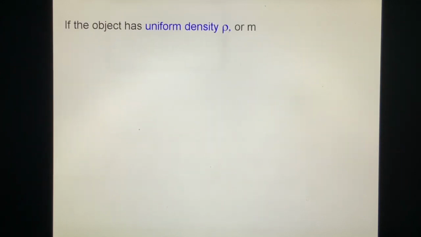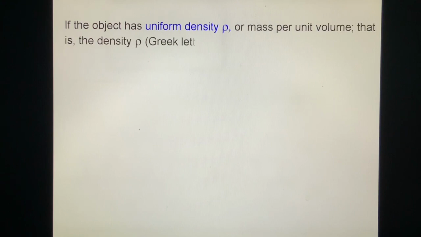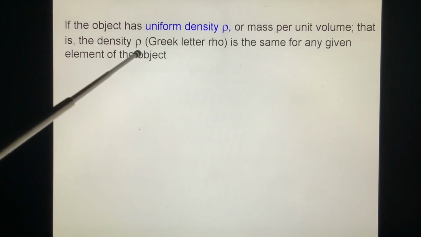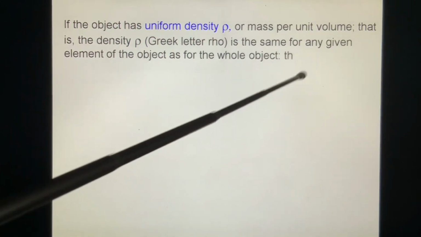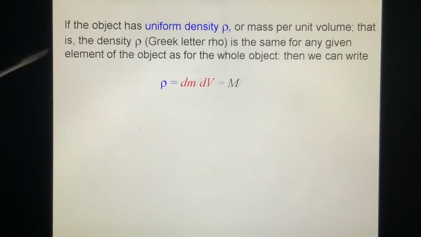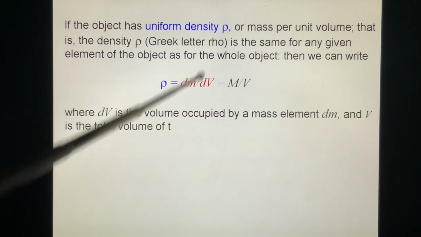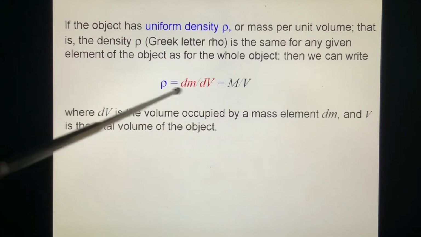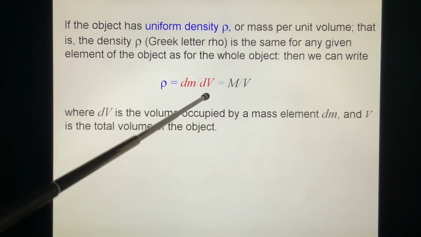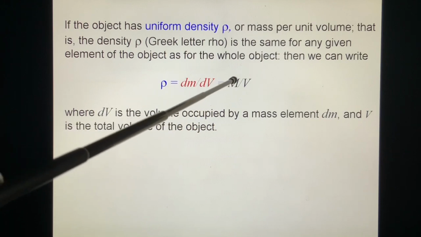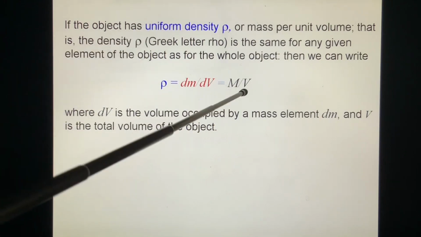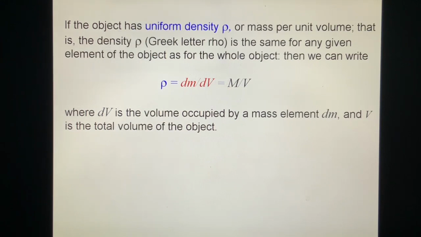If the object has uniform density rho, or mass per unit volume, that is, its density rho is the same for every element of the object as for the whole object, then we can write the density equals mass over volume. The small one is dm over dv, the big one, the whole, is M over V. If it's uniform, they are equal.